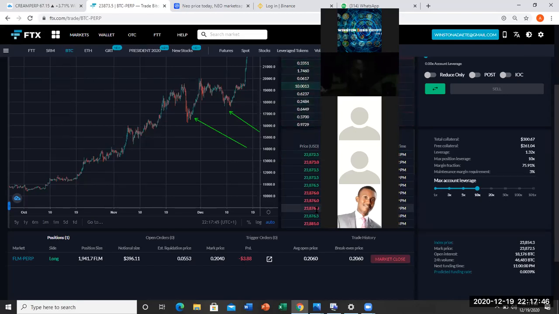If you want to get this exact figure here, then do this: 396.11 divided by 300.67. That is the notional size. The notional size is the actual position size multiplied by your leverage. Okay, that will give you this notional size.